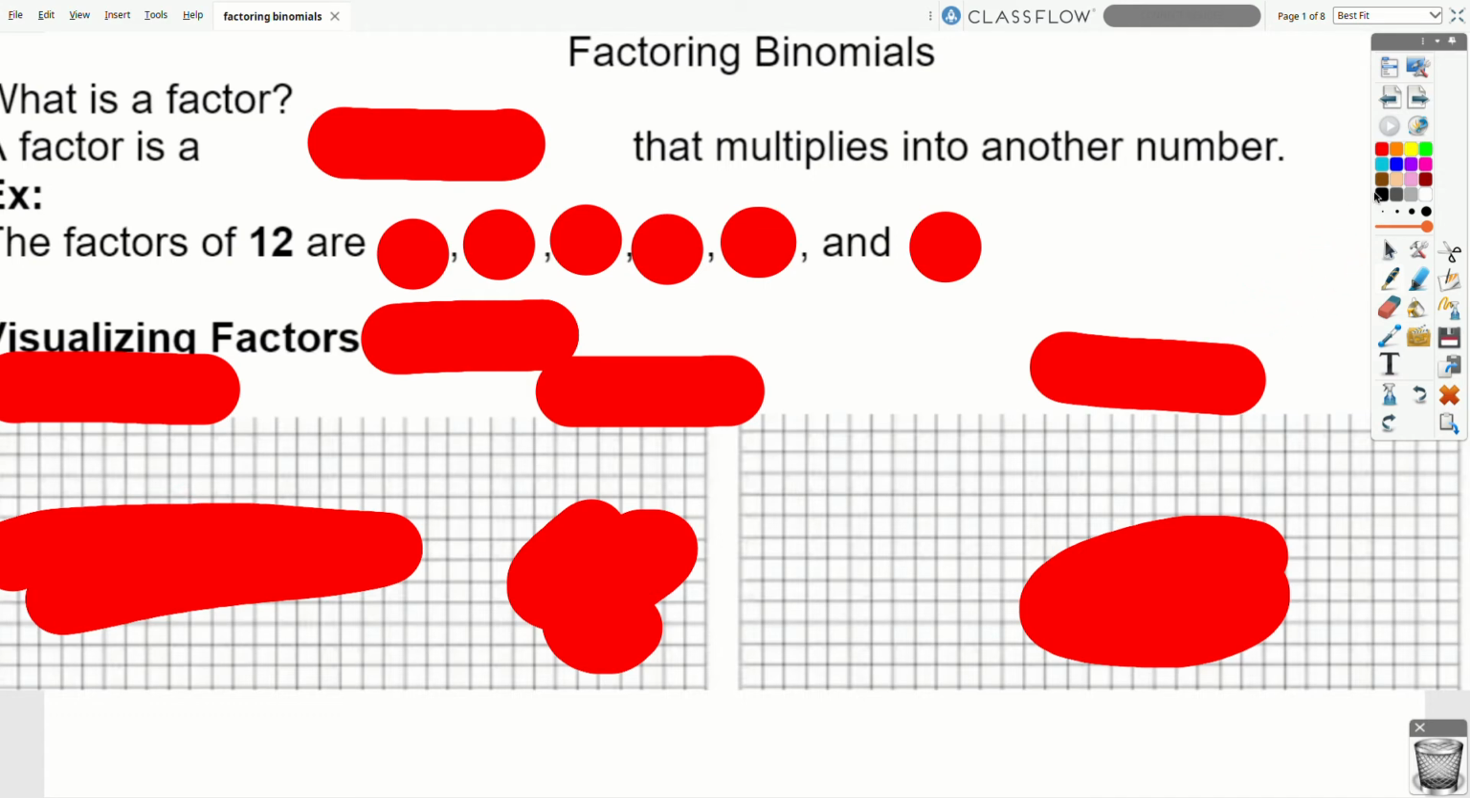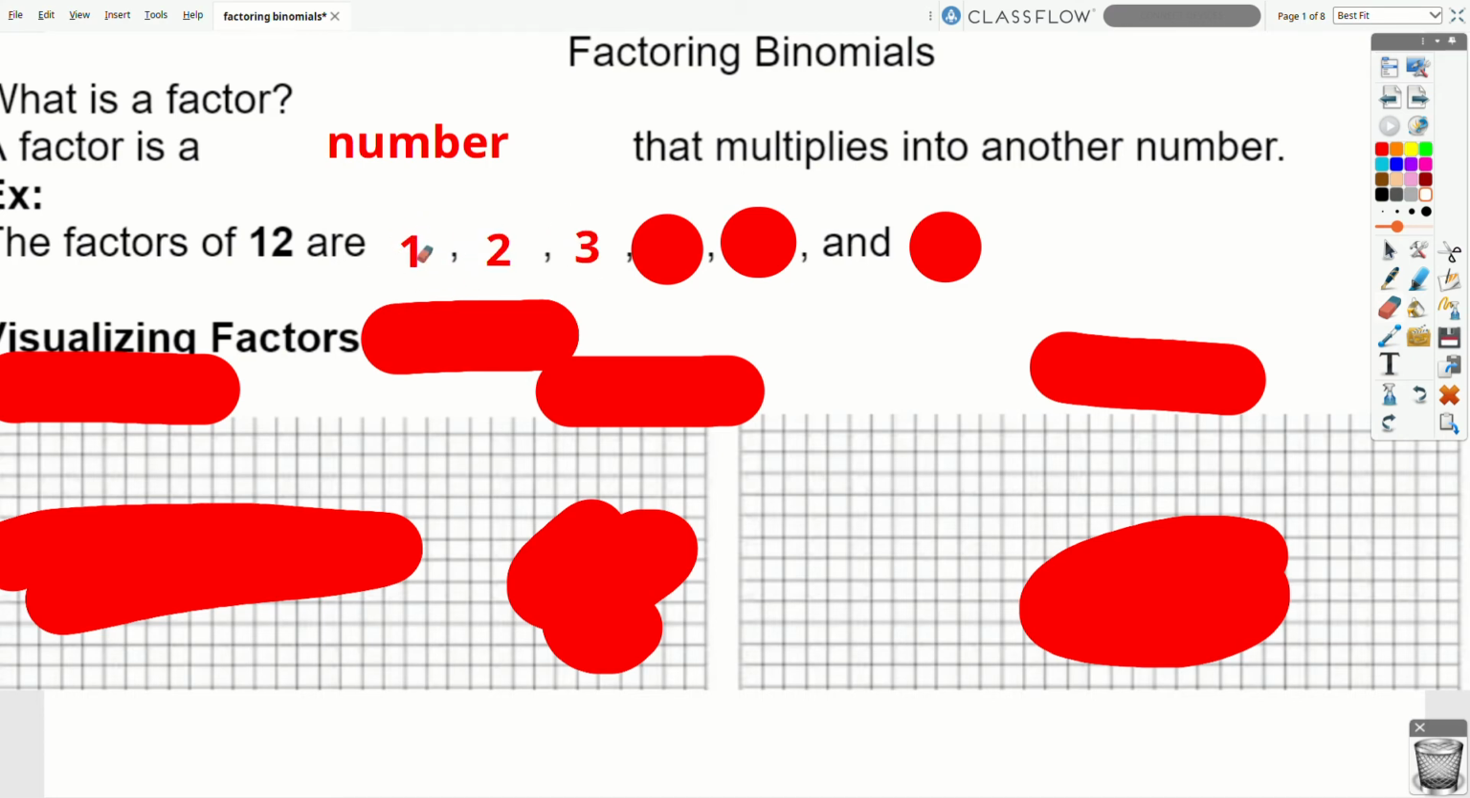In this lesson, we'll be factoring binomials. So first we need to know what a factor is. A factor is simply a number that multiplies into another number. For example, the factors of 12 are 1, 2, 3, 4, 6, and 12, because all of these numbers can multiply into 12.